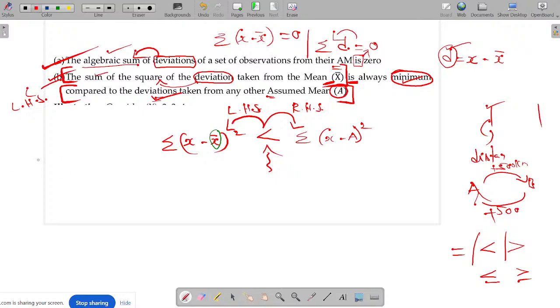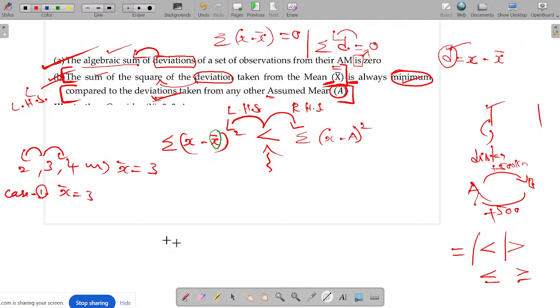Let me check this one. Let me take three values, 2, 3 and 4. I'm going to consider 4 cases. What are the 4 cases? What is actually x bar for these values? 2 plus 3 plus 4 divided by 3, or I have the same deviation. That's why the middle value will be the average. So here it's going to be 3. Case 1. I'll take the deviation from x bar.